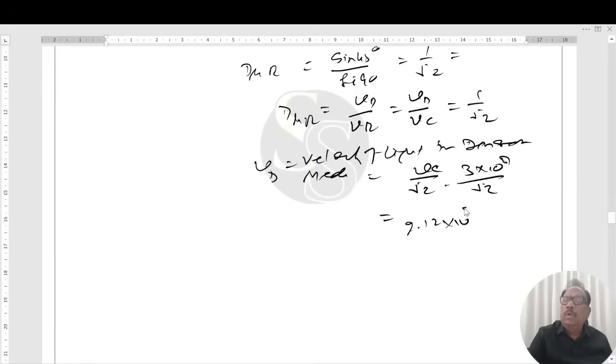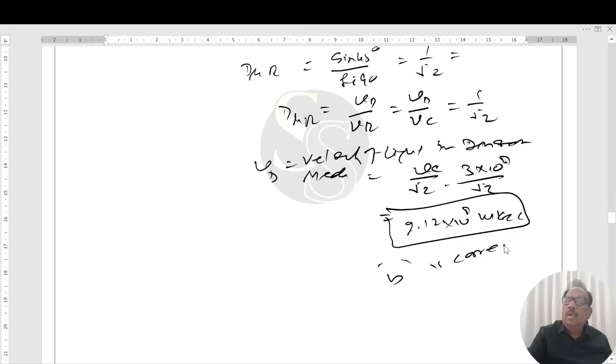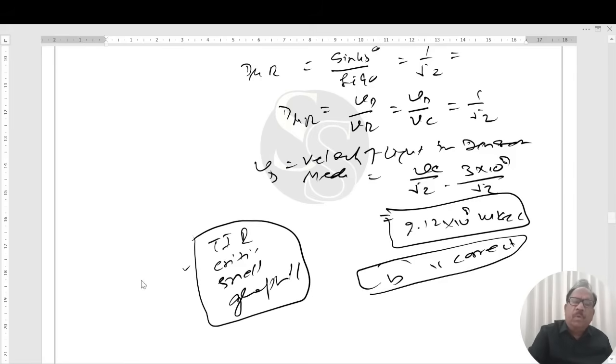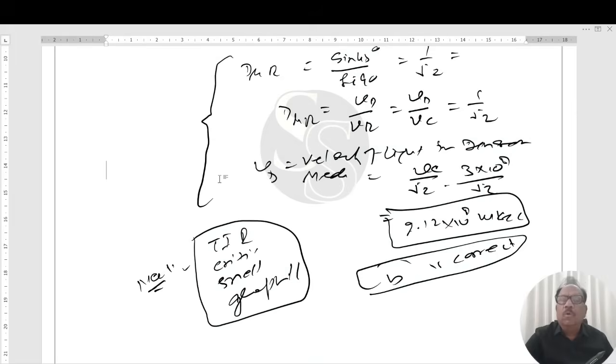2.12 into 10 to the power 8 meter per second. B option is correct. And now I have discussed all regarding what is TIR, what is critical angle, what is Snell's law. Graphically I have represented. All these topics are important for the purpose of NEET, in which conceptual questions are being asked, and this question now can be solved orally after going through this by mind calculation.